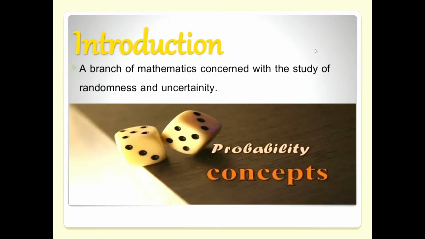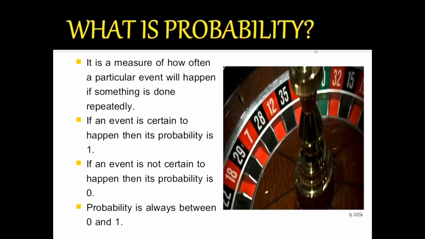First part is introduction. A branch of mathematics concerned with the study of randomness and uncertainty is called probability. What is probability? It is a measure of how often a particular event will happen if something is done repeatedly. If an event is certain to happen, then its probability is 1. If an event is certain not to happen, then the probability is 0. Probability is always between 0 and 1.